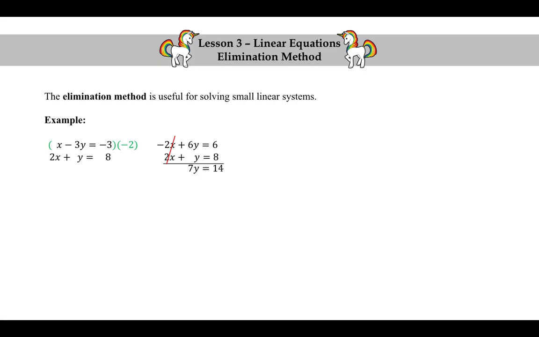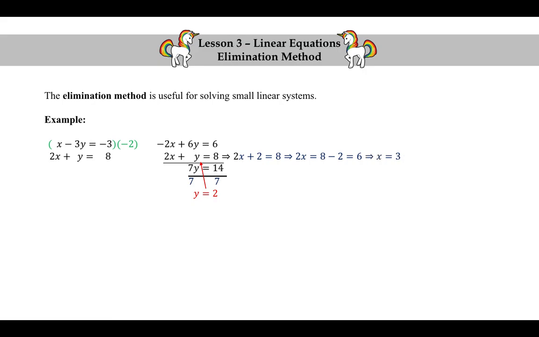We now have an equation just with the variable y, and we can solve this by dividing each side of the equation by 7 to get y = 2. Once again, we should replace y by 2 in either of the two original equations and then solve for x. Let's go ahead and plug y = 2 into the second equation. We get 2x + 2 = 8. Subtracting 2 from each side gives 2x = 8 - 2, which is 6. And dividing by 2 gives us that x is equal to 3.